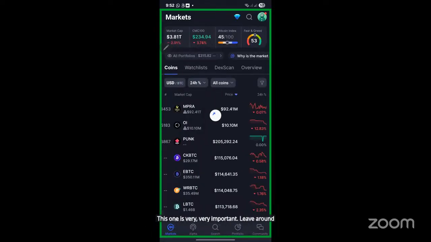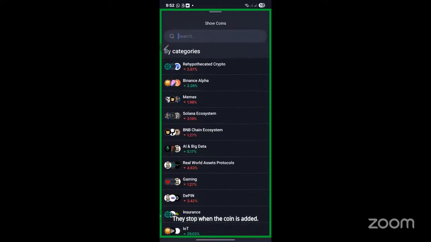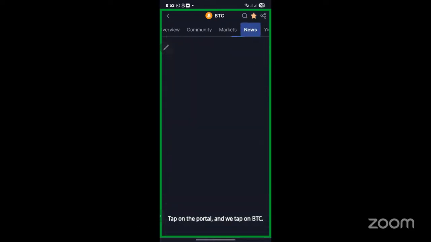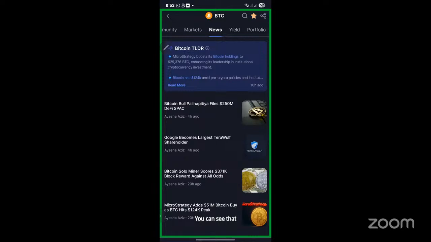Let's tap here on the coins, tap on the top 100, tap on BTC, tap on the news, and more news about Bitcoin will show. You can see that here they will bring a lot of news. You can see this one is just 4 hours ago. This one comes 20 hours ago. MicroStrategy adds $51 million Bitcoin buy as BTC hits 124,000 peak.